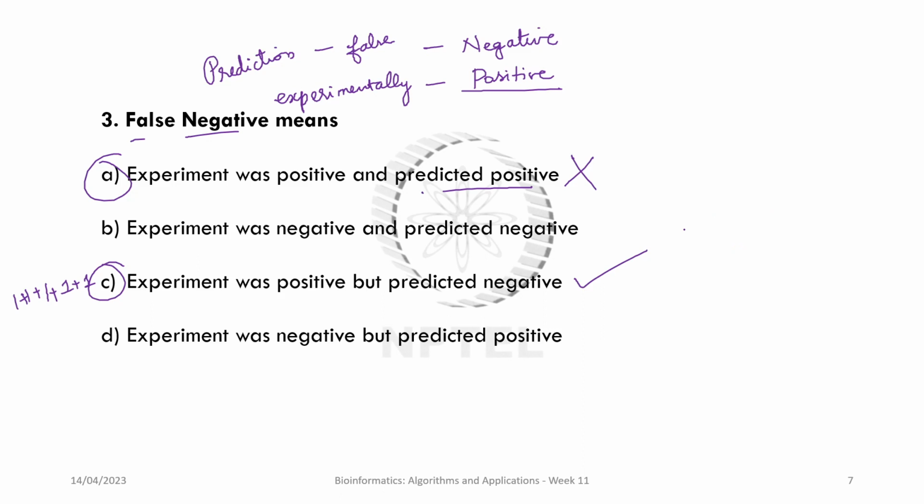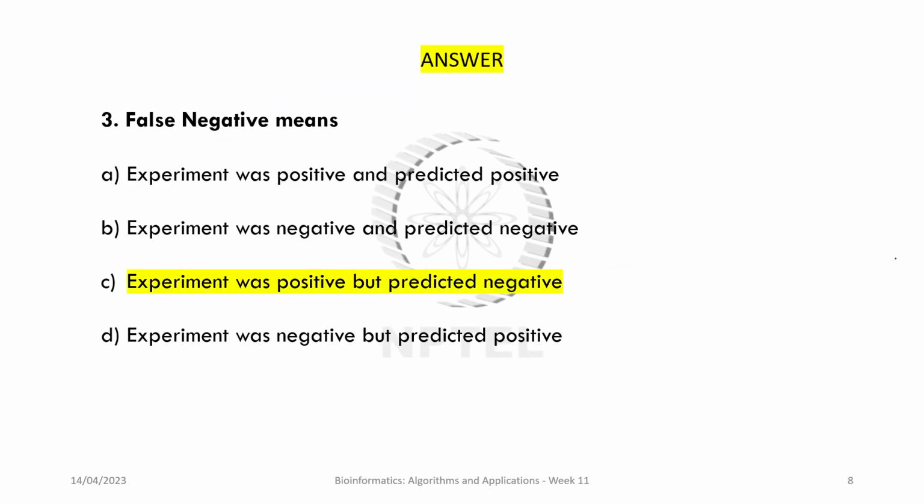Clear? So experiment positive and predicted positive will be true positive. Experiment negative but predicted negative will be true negative. This will be false negative. And experiment was negative but predicted positive will be false positive. So we're all on the same page, hopefully, on these. Otherwise, now you can refresh this because this will be useful for you in the forthcoming questions.